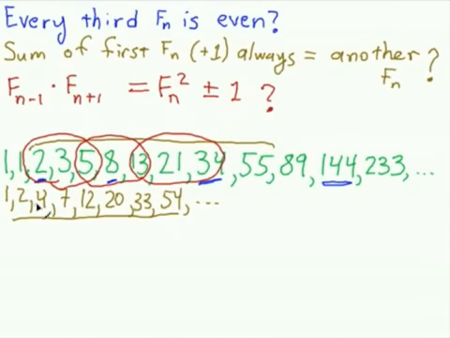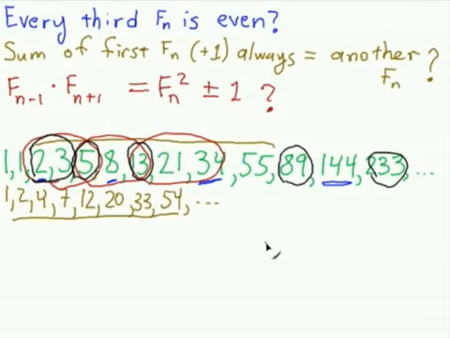Okay, one last pattern. Now this pattern is pretty interesting because unlike the other ones that mathematicians have already figured out, this one is still kind of unsolved. It's an open problem in math. 2 and 3 are prime numbers. Let's see, 5 is a prime number. 13 is prime. 89 is a prime number. And 233 is a prime number.